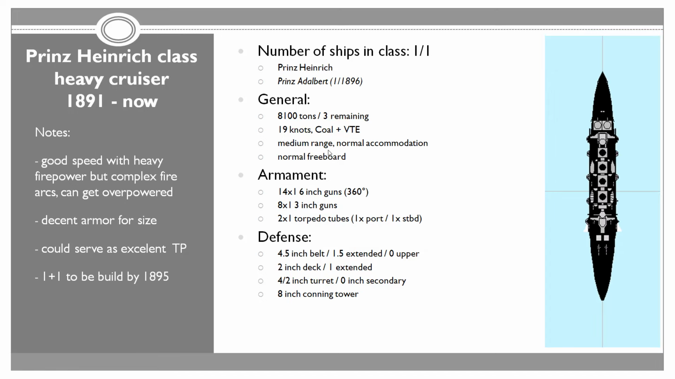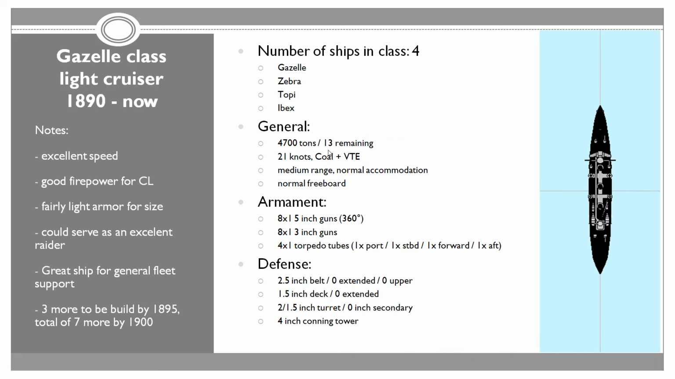The Prince Adalbert is going to be ready in January next year, so at the end of this episode, unless something goes wrong, and it's going to be the second ship of the Prince Heinrich class. We don't plan any more.